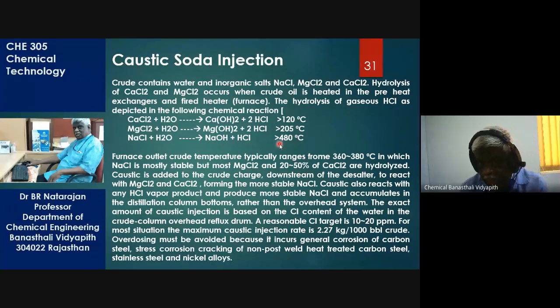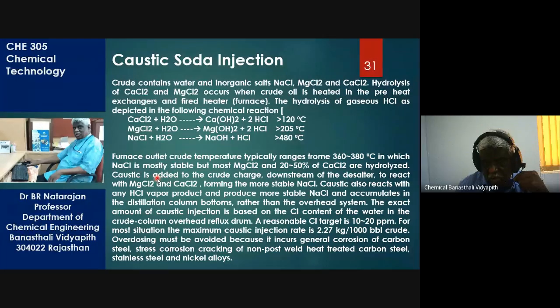So at high temperatures, 480. Furnace outlet crude temperatures typically range from 360 to 380 degrees centigrade, at which sodium chloride is mostly stable, but most magnesium chloride and calcium chloride are hydrolyzed. Only at higher temperature does sodium chloride also react with water to form a little bit of caustic soda. So you can see that this can be prevented by adding caustic.